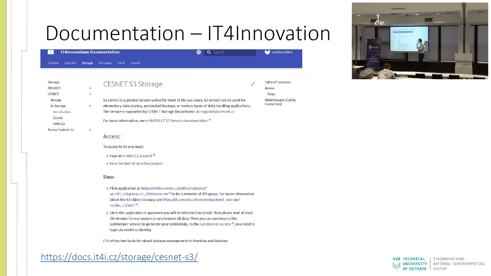First, what is necessary to have it? To have access, it means you need an e-INFRA account, and if you have this account, you must fill in a short form. After the form is filled in, you receive emails with information about your credentials, about your case, and an identifier. This information is written on the CESNET websites. It's very well written, so I can recommend it.